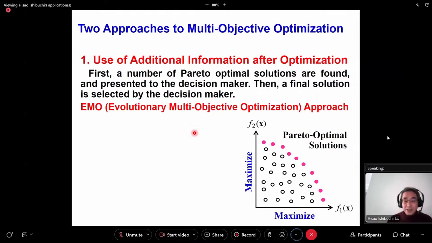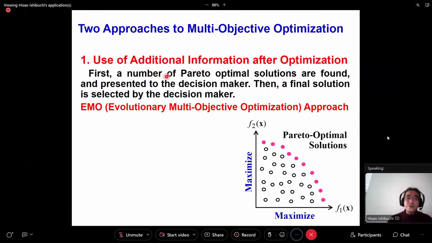In the literature, you can find two approaches to multi-objective optimization. One is the evolutionary multi-objective optimization approach. This is the main topic of this talk. The main characteristic feature of this approach is the use of additional information after optimization. In this approach, the order is first optimization, then decision making.